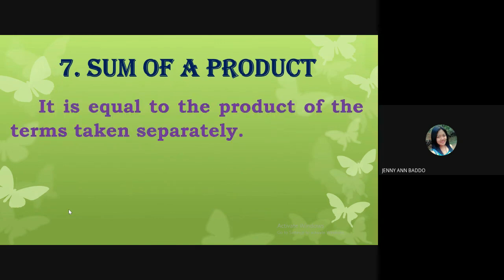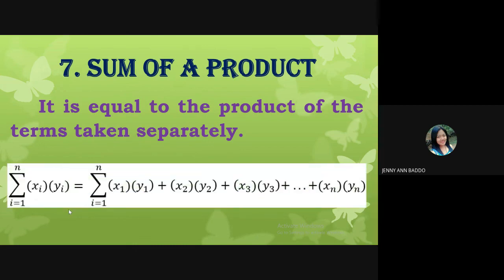Now, let's have the last property of sum, the sum of a product. It's equal to the product of the terms taken separately. In symbols, we have summation of x sub i times y sub i, where i ranges from 1 to n. Expanding the given summation notation, we have x sub 1 times y sub 1 plus x sub 2 times y sub 2 plus x sub 3 times y sub 3 up to x sub n times y sub n.